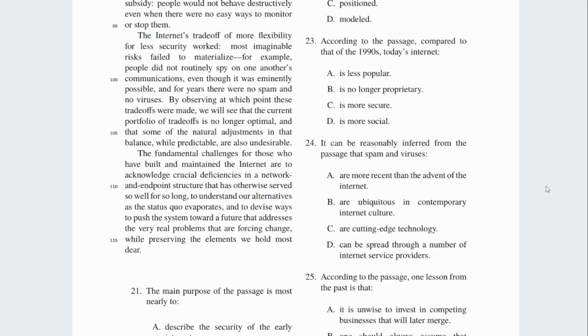The fundamental challenges for those who have built and maintained the internet are to acknowledge crucial deficiencies in a network and endpoint structure that has otherwise served so well for so long, to understand our alternatives as the status quo evaporates, and to devise ways to push the system toward a future that addresses the very real problems that are forcing change, while preserving the elements that we hold most dear.